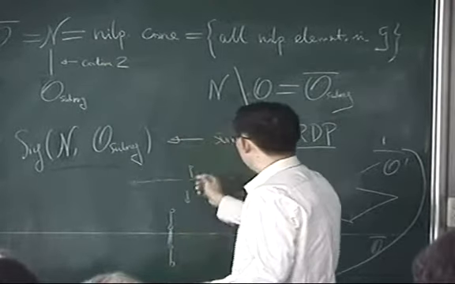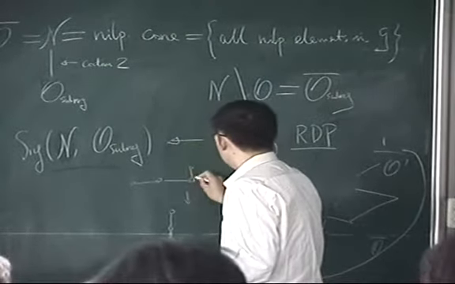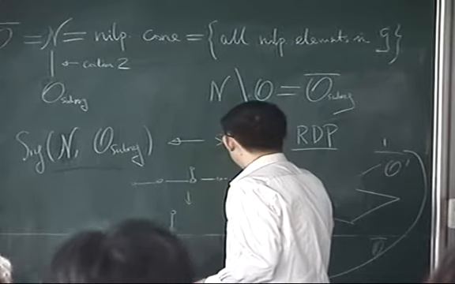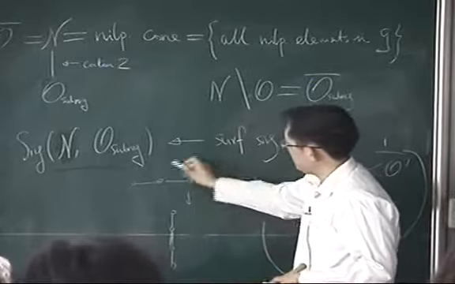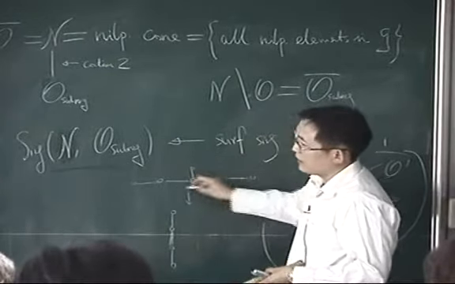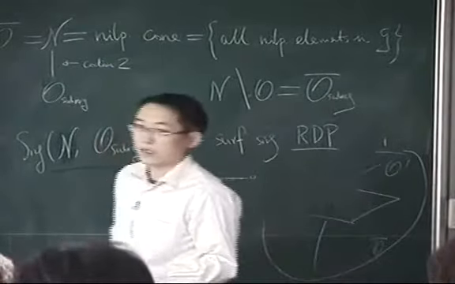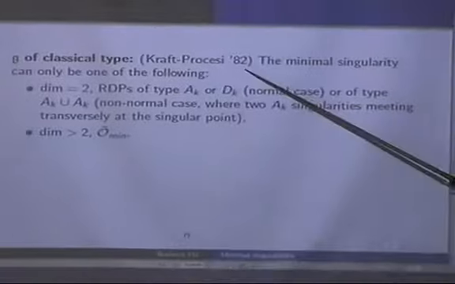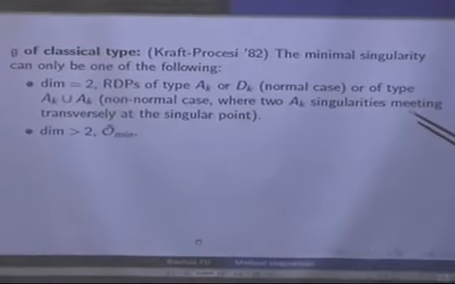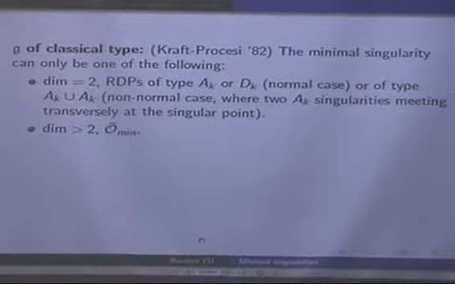You just collapse this one. Just take the folding of this one to this F4. So E6 to F4 gives the singularity of E6 and so on. And then later on, Kraft and Procesi in '82 studied the classical types.